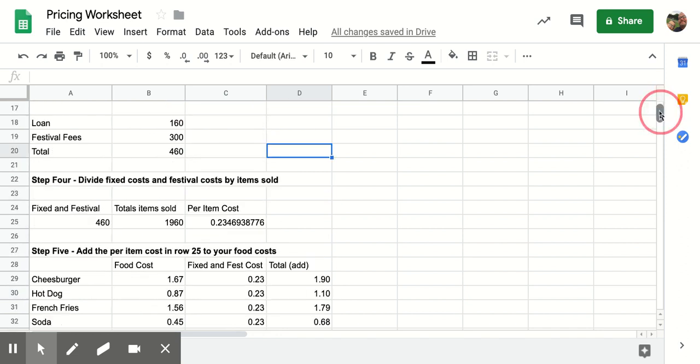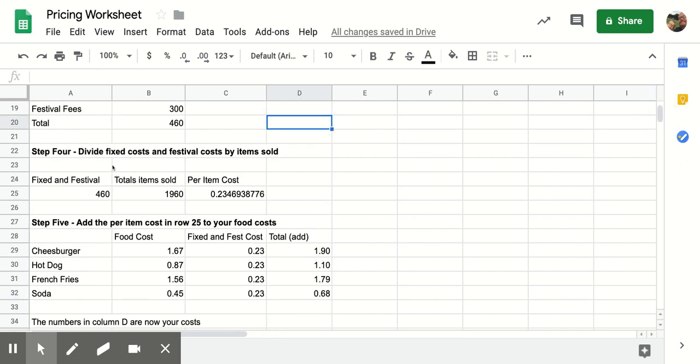Okay, now this is where it gets a little interesting. So we're going to divide our cost of 460 by 1,960. All right, so this is $460. We're going to divide it up. That gives us a per item cost of 23 cents.